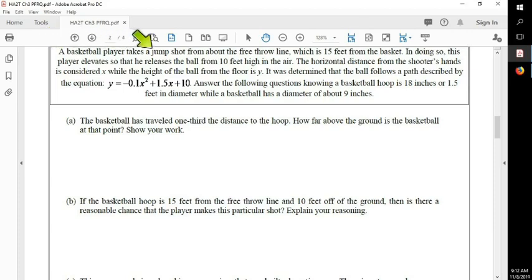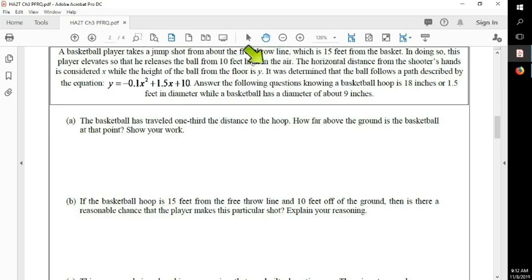All right, a basketball player takes a jump shot from about the free throw line. In doing so, this player elevates so that he releases the ball from 10 feet high in the air. The horizontal distance from the shooter's hands is considered X, while the height of the ball from the floor is Y.